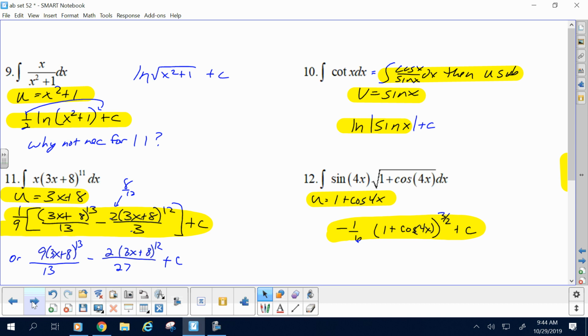Number 11, if you let u equal 3x plus 8, then you might have something like 1/9 of (3x plus 8) to the 13th over 13. And depending on whether you reduced or not, you might have either 8/12 (3x plus 8) to the 12th, or 2/3 (3x plus 8) to the 12th plus c. If you distributed the 9, that's fine too. This is not.